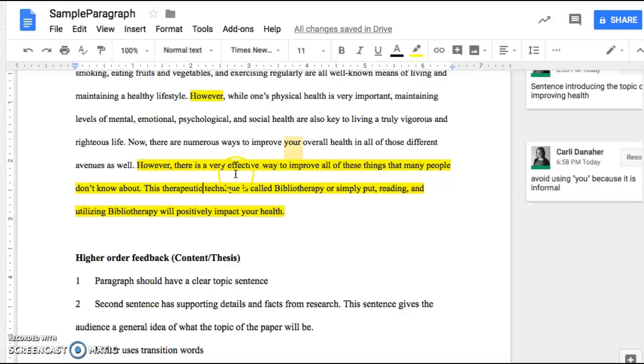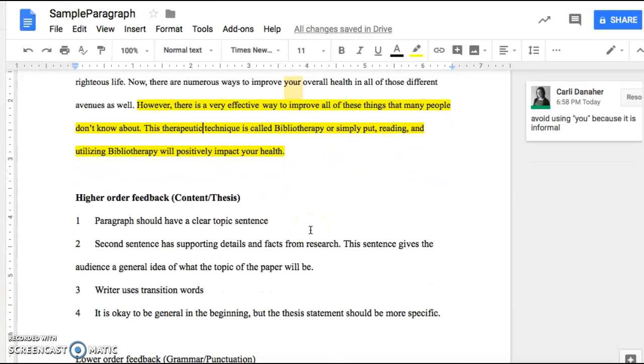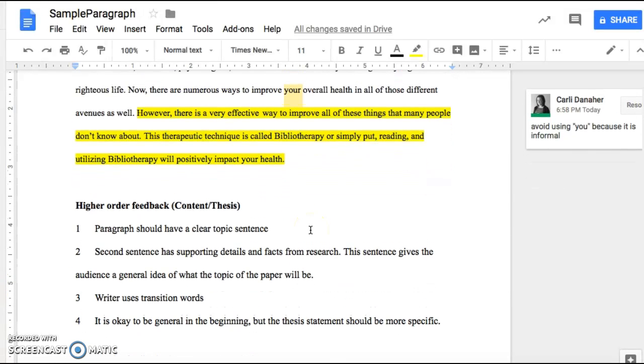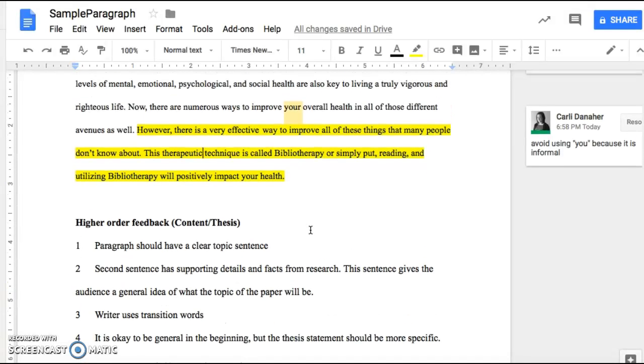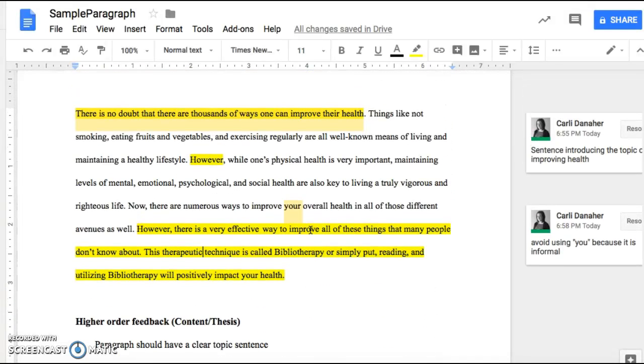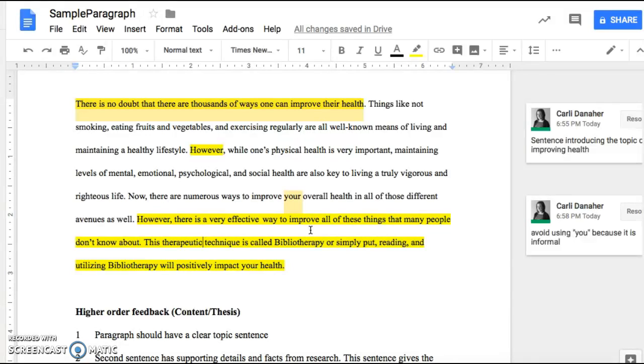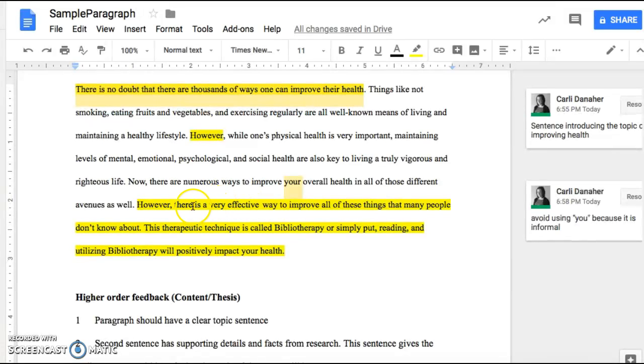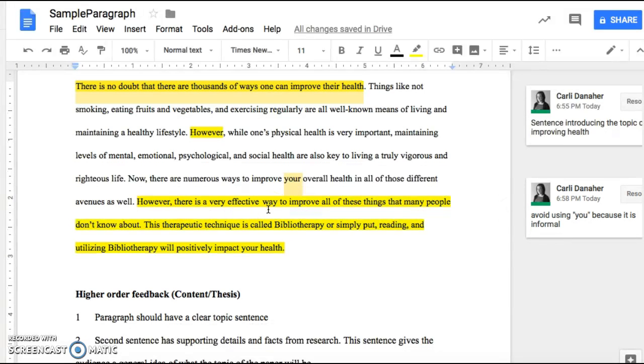So one suggestion that I do have is that the writer should be more specific about what they're talking about. I think it's okay to be general in the first couple paragraphs that they're going to be talking about how one can improve their health. But I'm not very sure when they say, however, there is a very effective way. I want to know what way or what effective way that the writer is talking about.